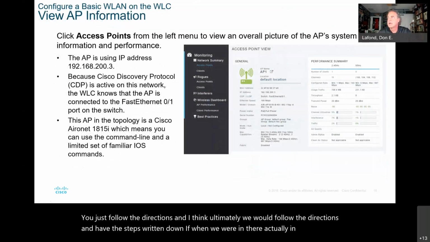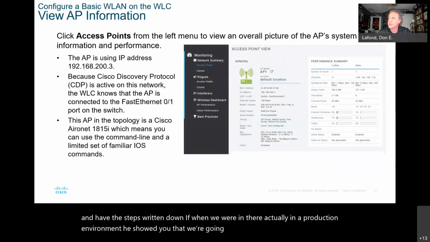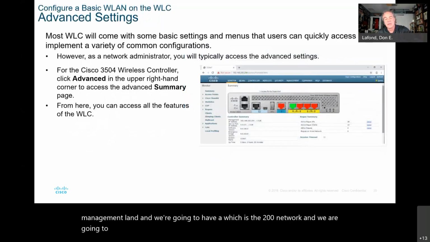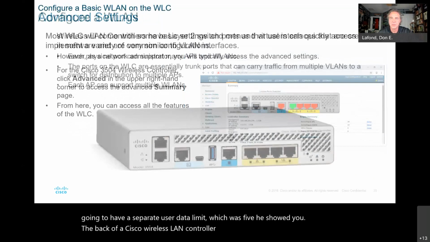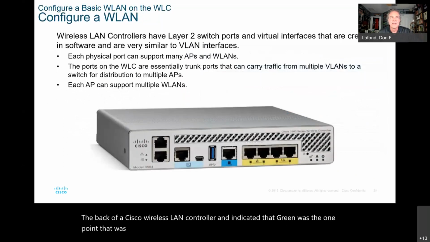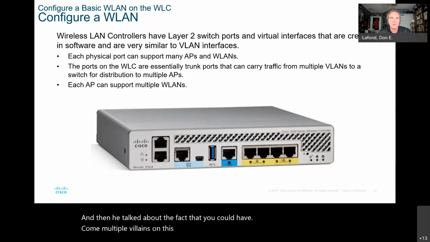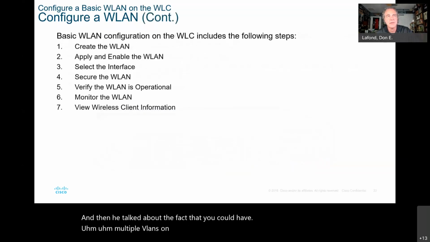He showed you that in this case we're going to have a management LAN, which is the 200 network, and we are going to have a separate user data LAN, which was 5. He showed you the back of a Cisco wireless LAN controller and indicated that green was the one port that was being used. And then he talked about the fact that you could have multiple VLANs on this wireless LAN controller as you do with the switch, and that each AP can support multiple wireless LANs as well.